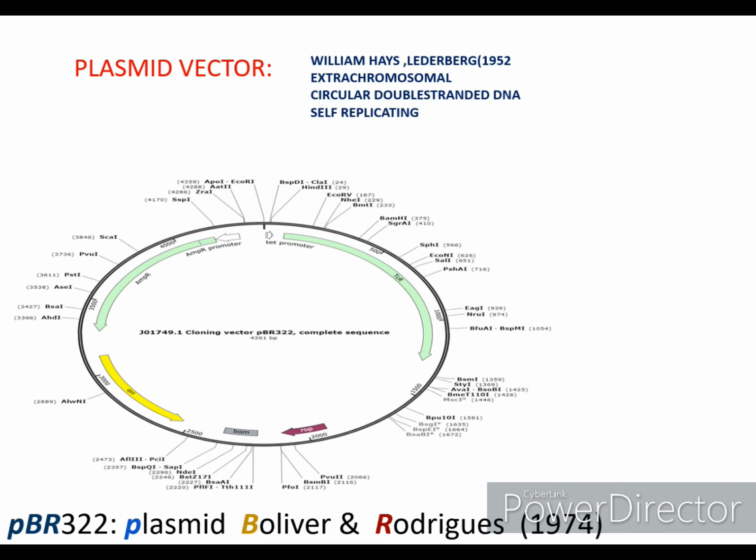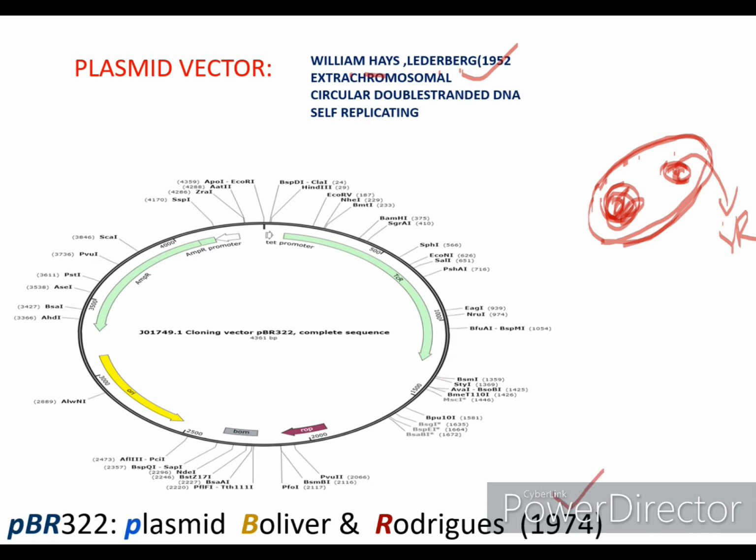Coming to the plasmid vector, in 1952, William Hayes and Lederberg, while studying E. coli, found that outside the chromosomal content of the bacteria, there is one double-stranded DNA which is circular and has self-replicating capacity, having its own origin of replication and its own copy number. And they named this circular double-stranded DNA which is extra chromosomal, means it is outside the genetic material of the bacteria, and has self-replicating capacity, as a plasmid vector. Thus, the native plasmid vector was invented by William Hayes and Lederberg.